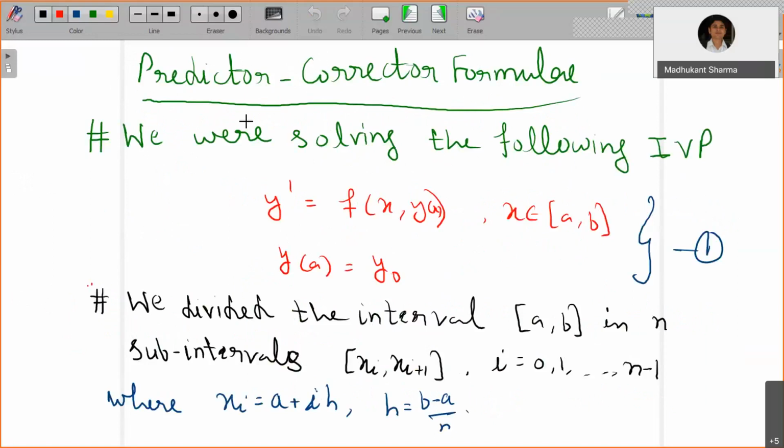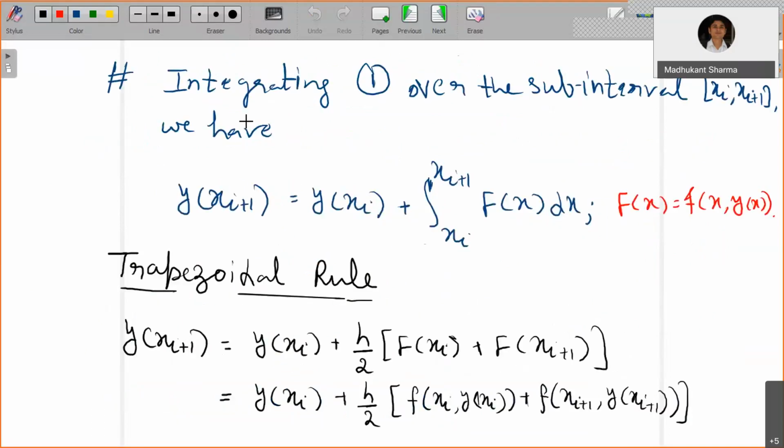Likewise, we have divided the interval into n equivalent subintervals, and the points are equidistant. Now integrating over the subinterval, we have the following formula, where f of x is f of x comma y. Now the trapezoidal rule implies what? y at xi plus 1 is y at xi, the first term, plus the approximated value, h by 2 times f of xi plus f of xi plus 1.